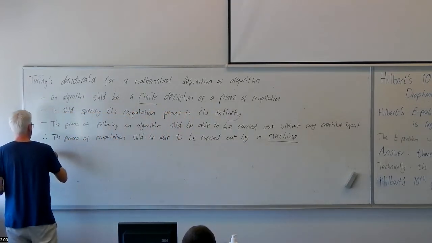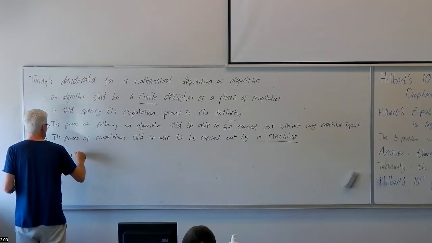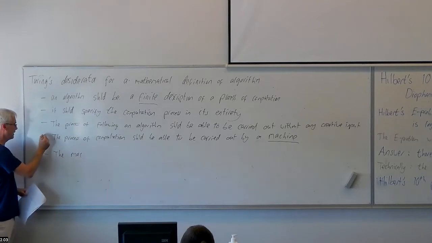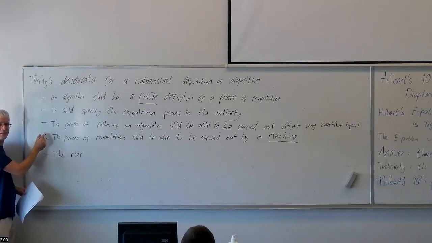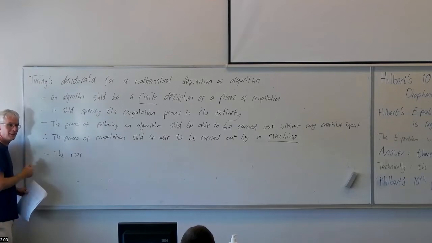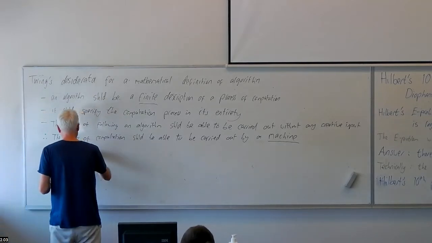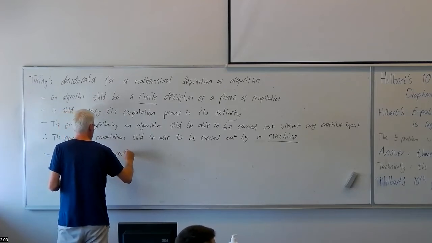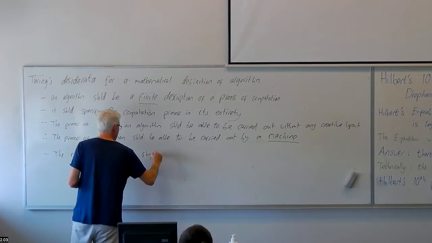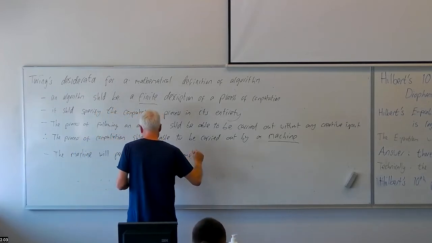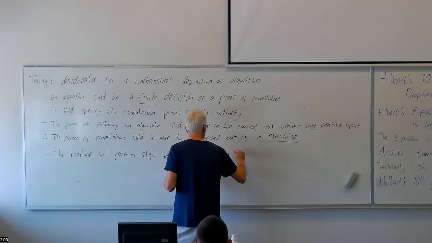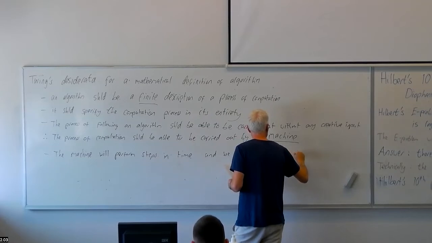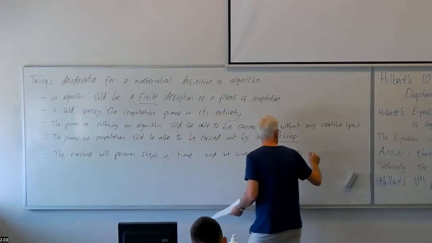So the machine, I don't know if you know this symbol. This is 3 dots in a triangle here. In English mathematics, this means therefore. I don't know if it's an international symbol. So this 3 dots. So the machine will perform steps in time, and use working space for its computation, for its calculations, let's say.